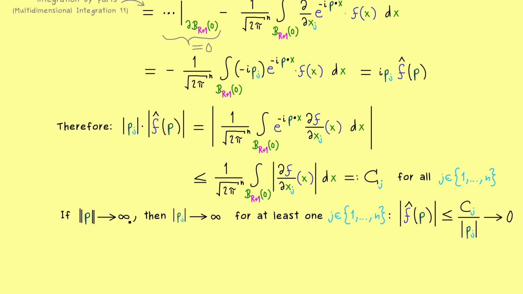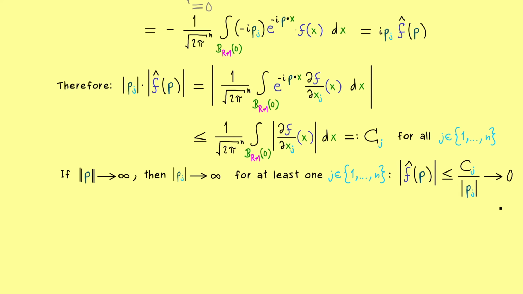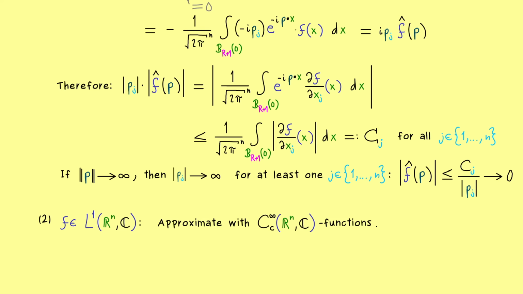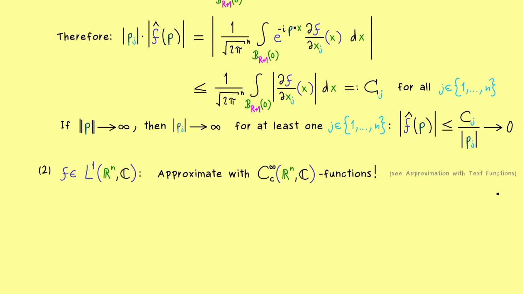Compactly supported smooth functions are not a problem for us. And now the second case is just the general case. We want to show it for every other L1 function. And now it turns out that this is not a problem at all for us, because we can just use an approximation with the functions from above. For this approximation I also have a whole video where I actually prove that this one always works.